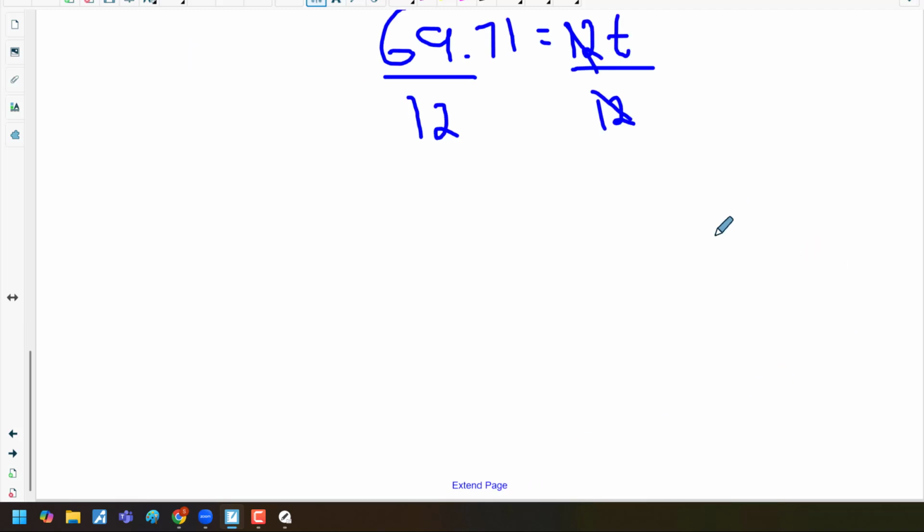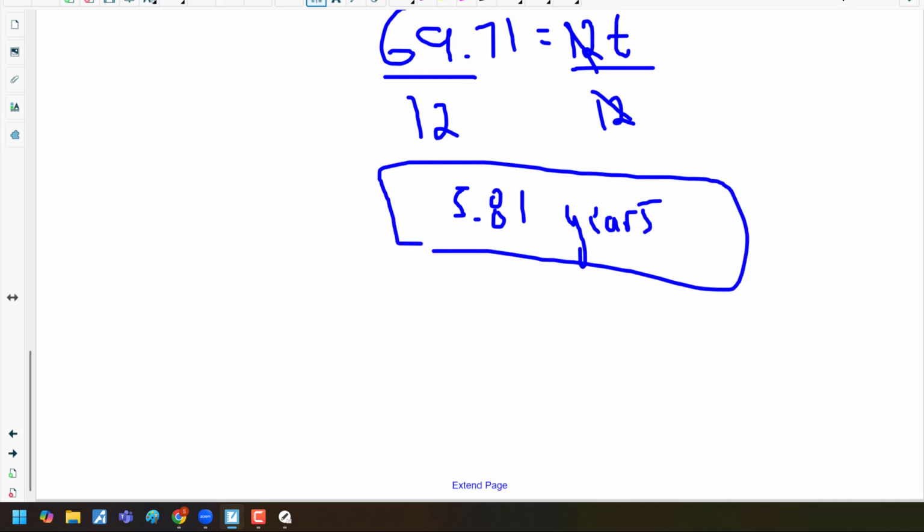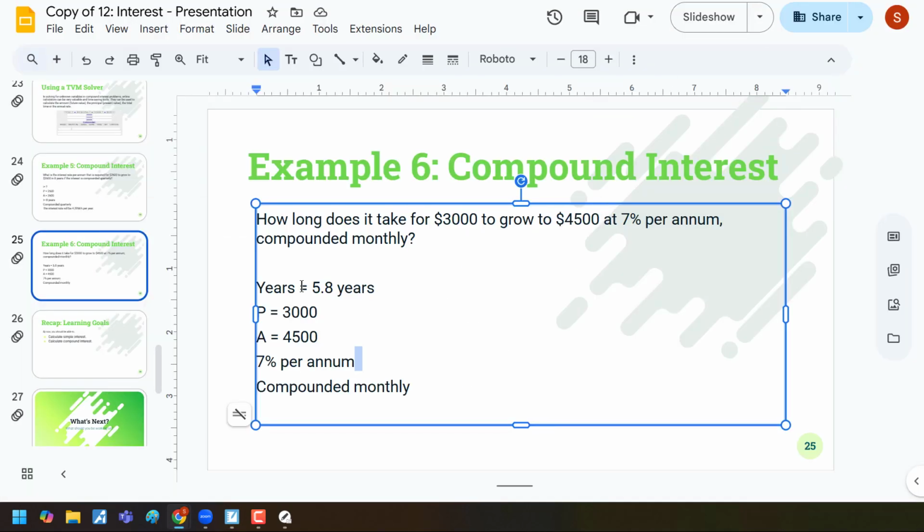So this number that we got, this answer, divide by 12, and you get around 5.81 years. You're going to round 5.81 years. That's how long. And they got 5.8 years, so I mean it's 5.80 and then a decimal, so it rounded up, but pretty close.